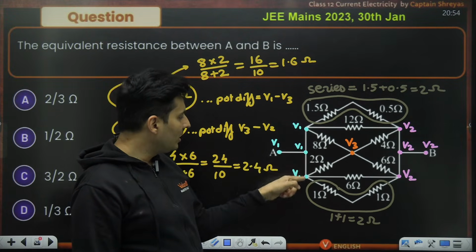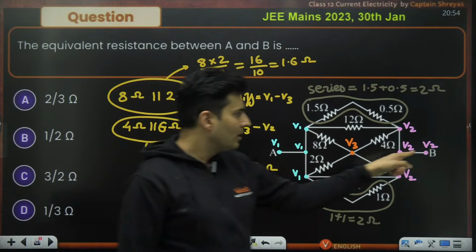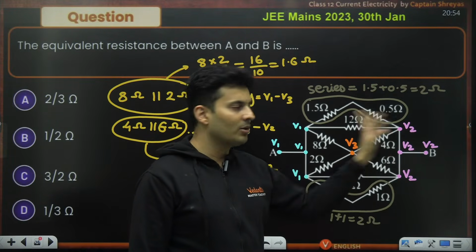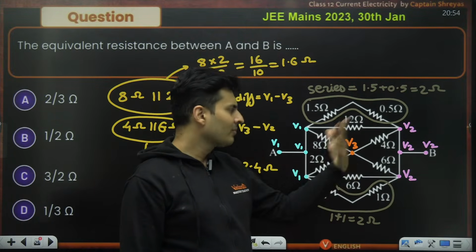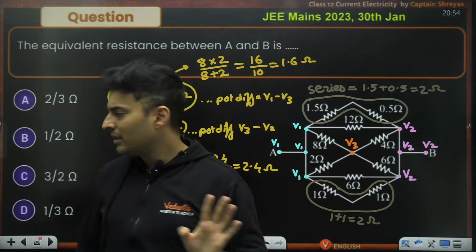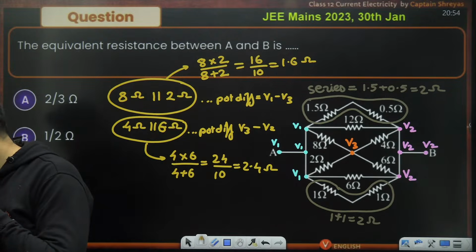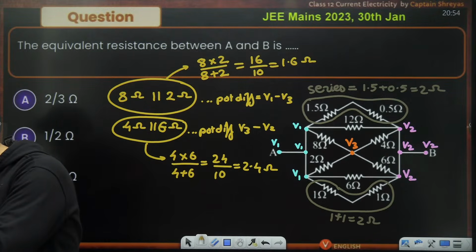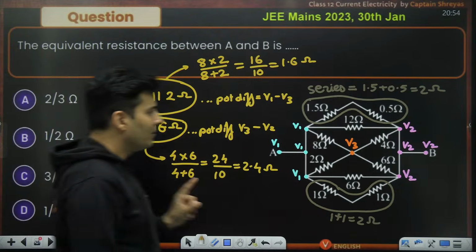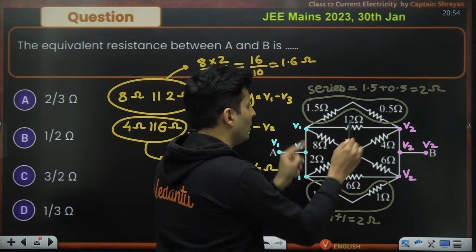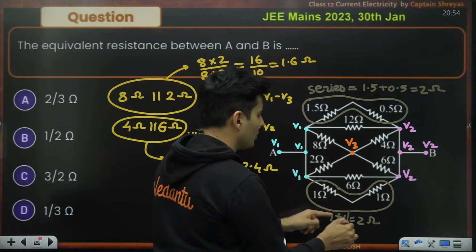So I can assume all the points on the same wire to be at the same voltage. The moment I go here, something else voltage is there. Is that now clear, Darshan, Zoro? Yeah, perfect, awesome. So then what I did, 1.5 and 0.5 is 2, 1 and 1 is also 2.